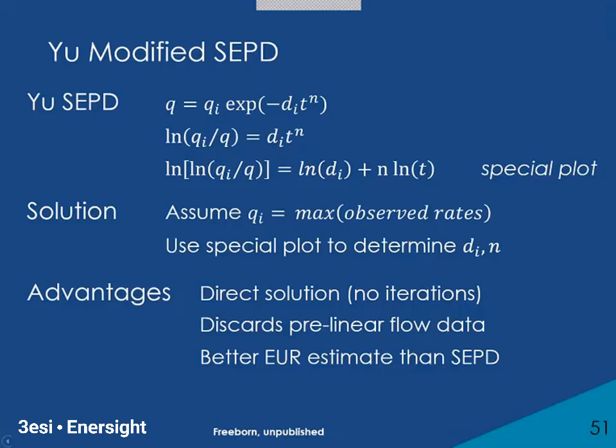He makes an assumption that the maximum rate, or the qi, is the maximum rate observed anywhere in history. And we've seen what happens when you do that, but let me show you that again. One of the beauties of this is it's a direct solution. There's no iteration to get the answer. It automatically discards pre-linear flow data, and I'll show you why that happens. And it does give you a better estimate than SEPD.